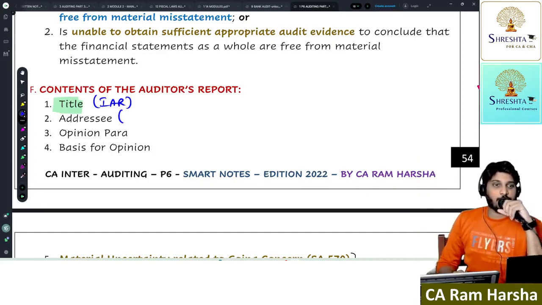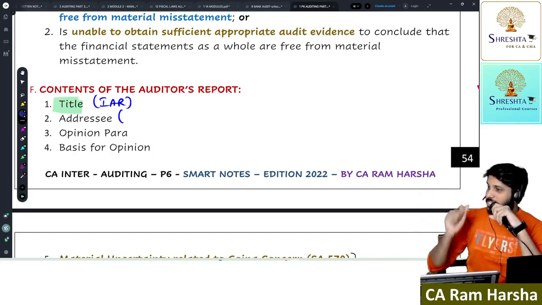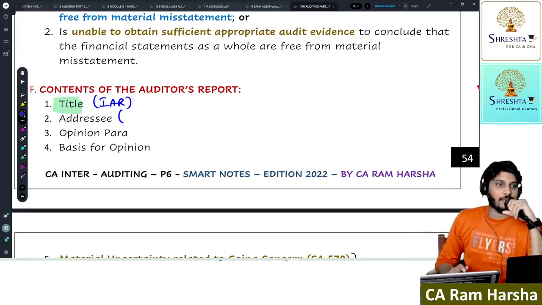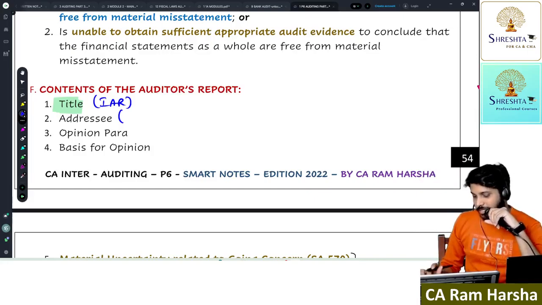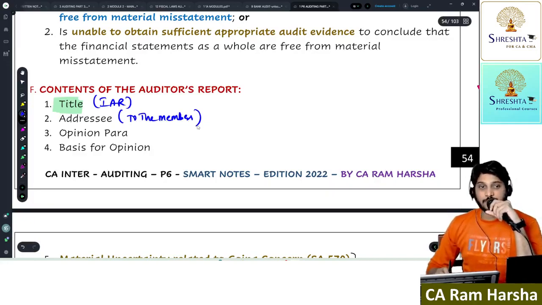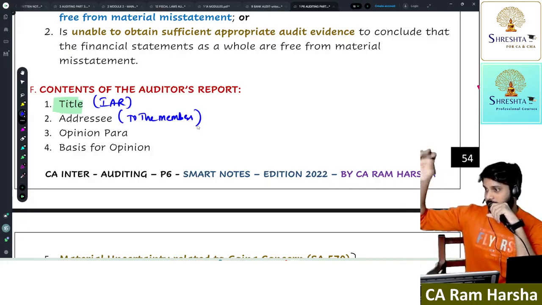Bharat Petroleum Corporation Limited, that is also a company. But in that, major ownership is held by whom? Central government. That is a central government owned company. Anyhow, both are government owned companies, both are called public sector companies. Are you getting it? Now, addressee is generally the members. In case of special purpose financial statements, we may address it to the board of directors.